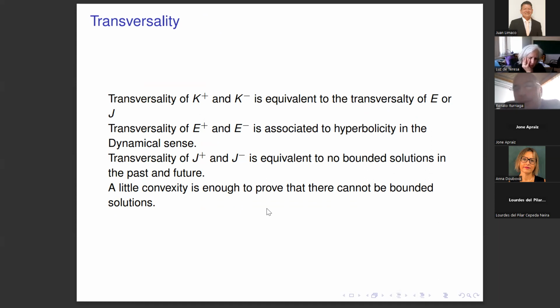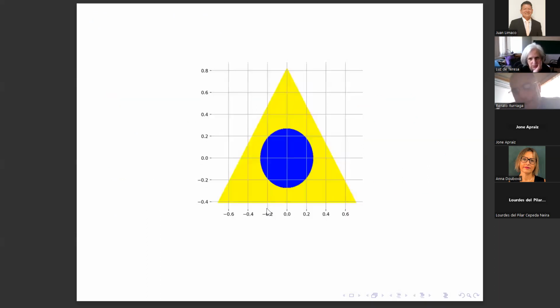And this is the first example of something where you have this local scattering both in the past and the future.